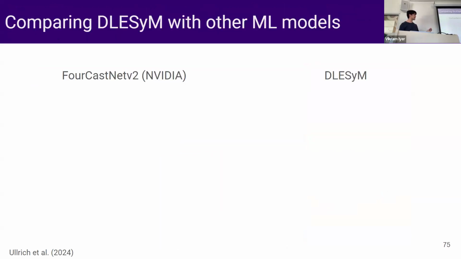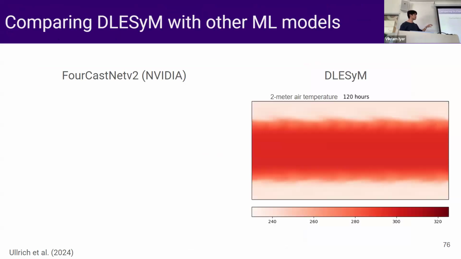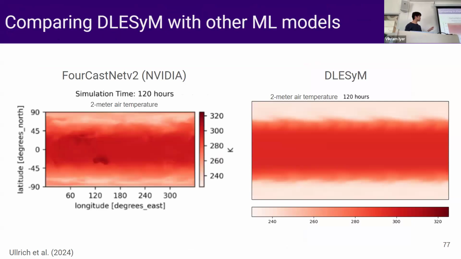In order to contextualize that, I'd like to compare the results of DeLeSim, our model, versus another machine learning weather prediction model. Here I'm showing the 2-meter air temperature simulated by our model on this aquaplanet at 5 days. And here I'm showing the same field at 5 days for a different machine learning model called ForecastNet. They're very different. One thing you might notice is that the ForecastNet simulation has continents in it. It has Australia very clearly visible. You can see the Indian subcontinent and, to a lesser degree, North and South America.